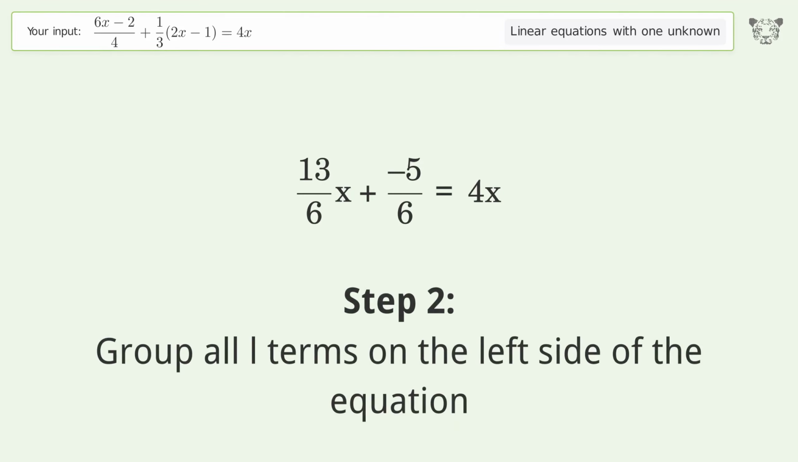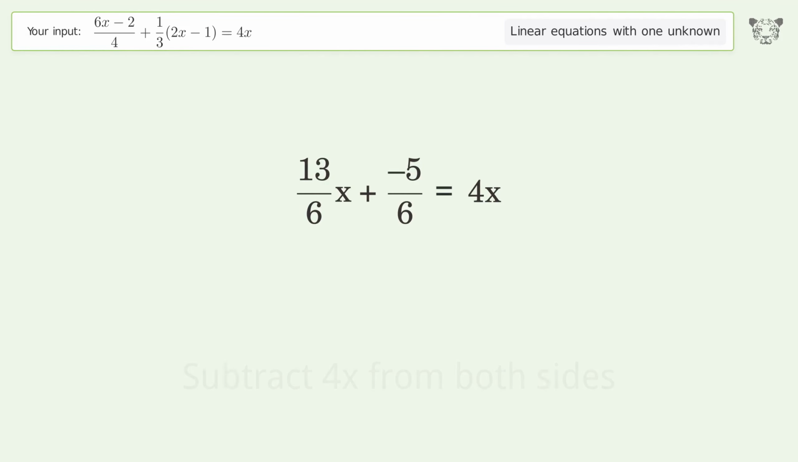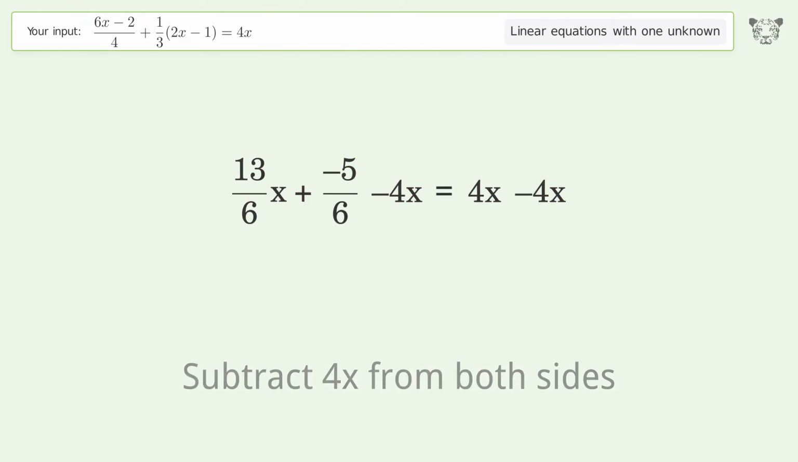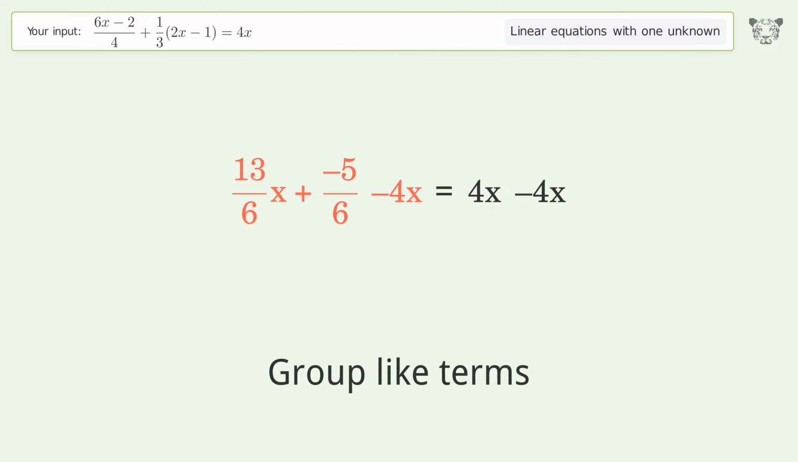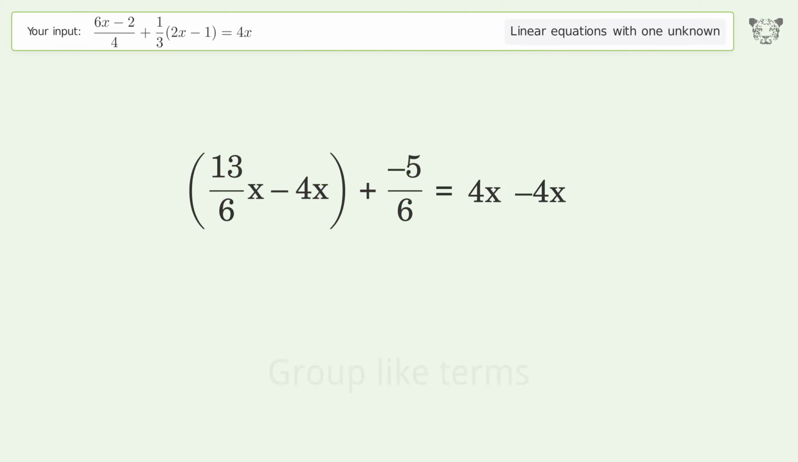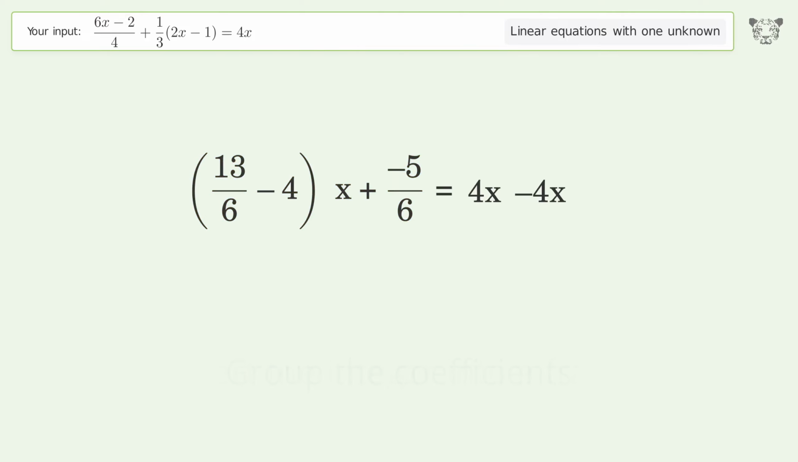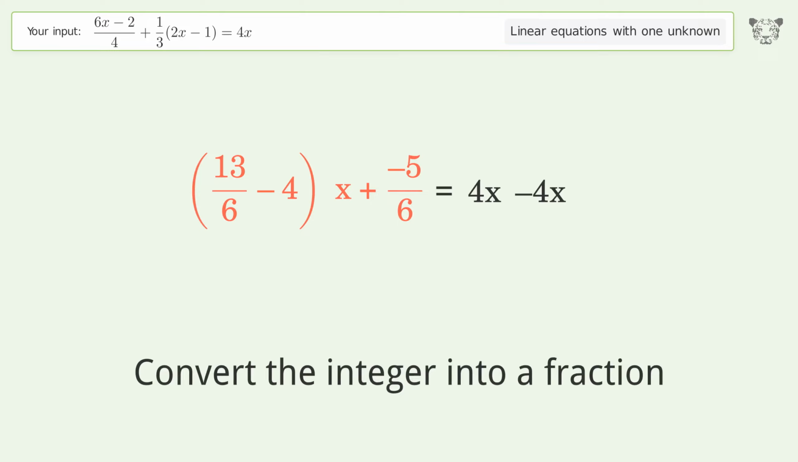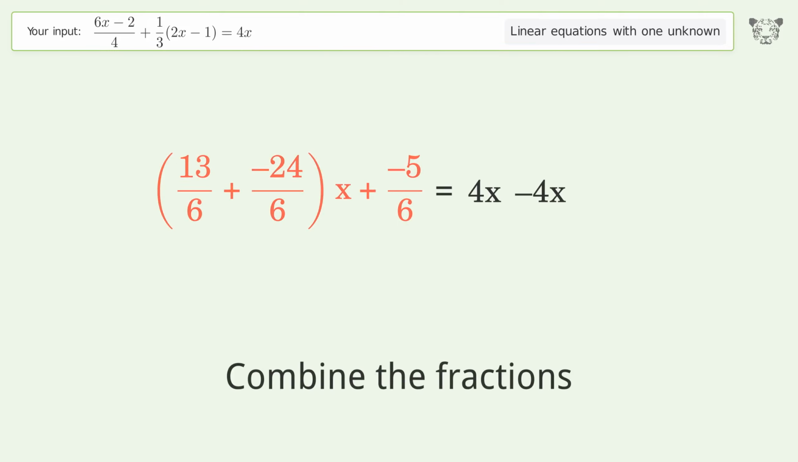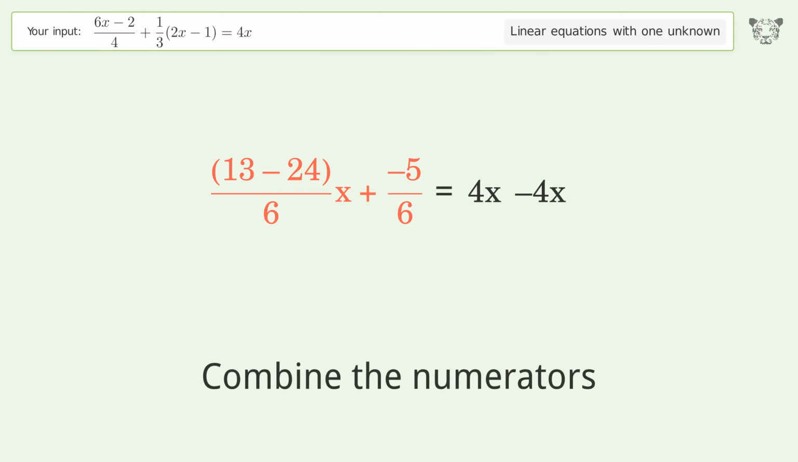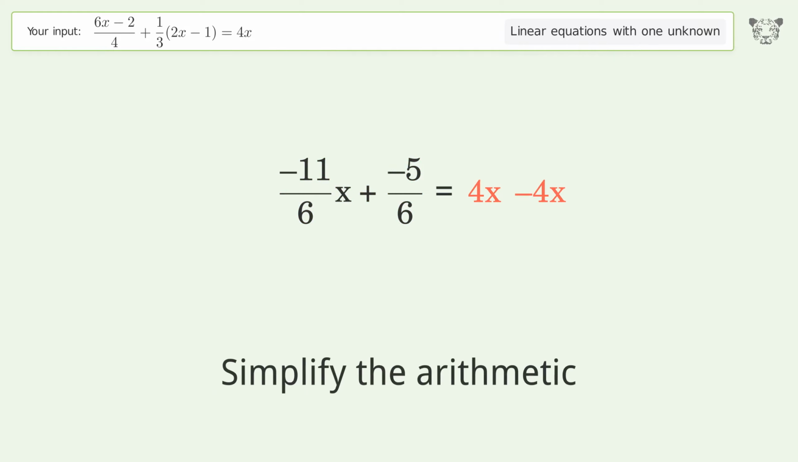Group all L terms on the left side of the equation. Subtract 4x from both sides. Group like terms. Group the coefficients. Convert the integer into a fraction. Combine the fractions. Combine the numerators. Simplify the arithmetic.